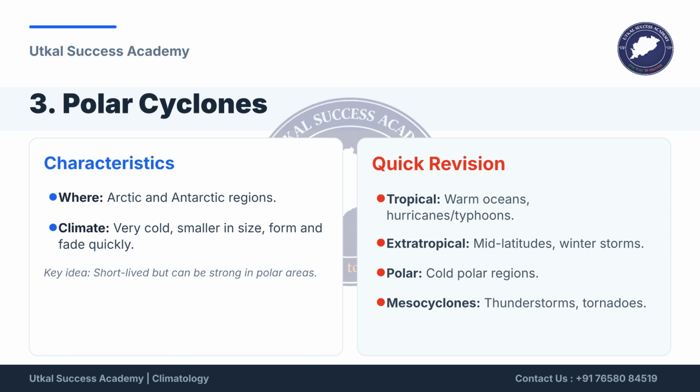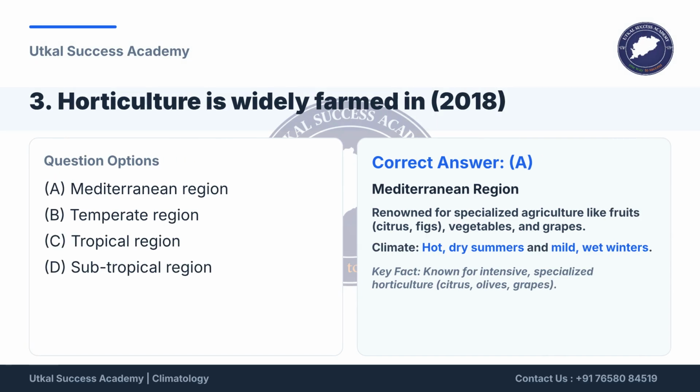A quick revision highlights that tropical storms thrive in warm oceans. Extratropical storms occur in mid-latitudes, and mesocyclones are linked to thunderstorms and tornadoes. A 2018 question asks where horticulture is widely farmed. The correct answer is A, the Mediterranean region.